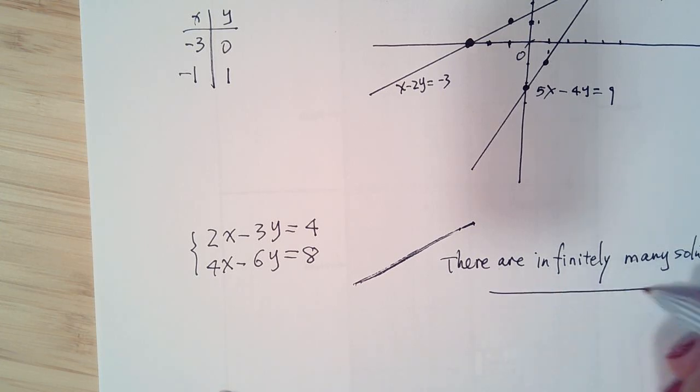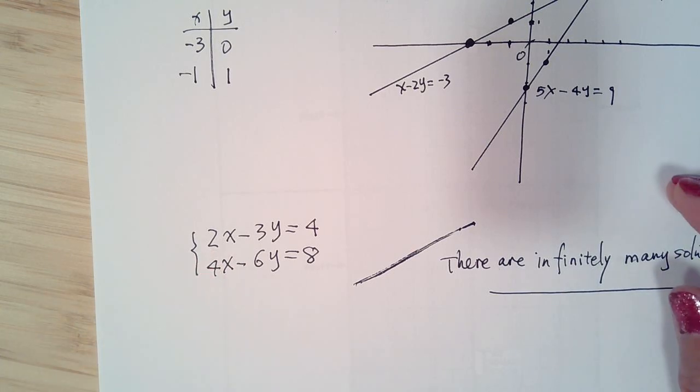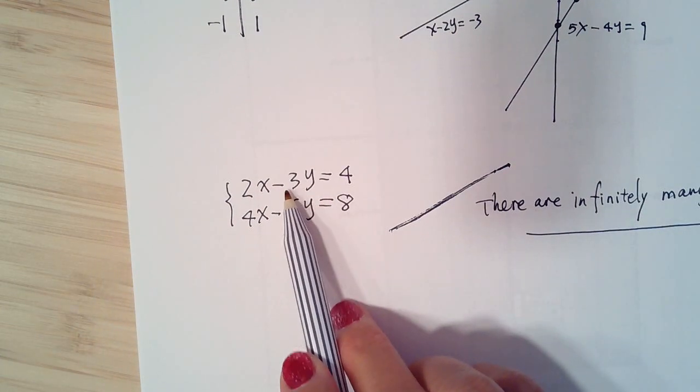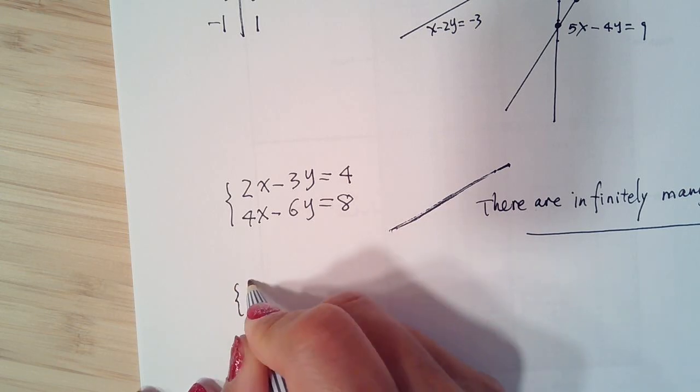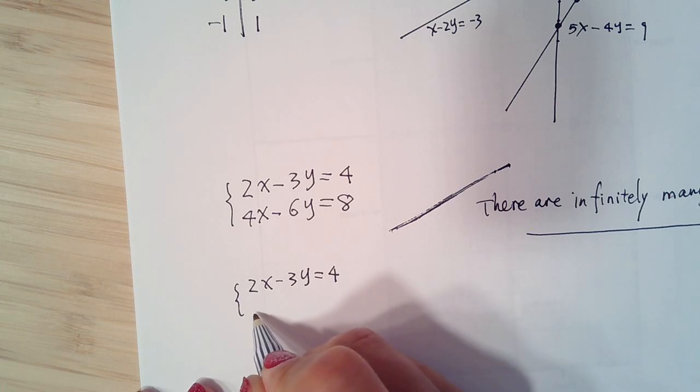Okay, because they're the same line, and at any point on either line, that would be your solution. So this equals this. What about the other one? What about 2x minus 3y equals 4, and the other one?